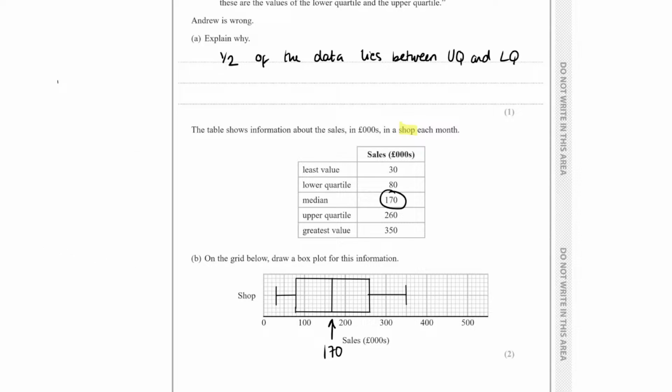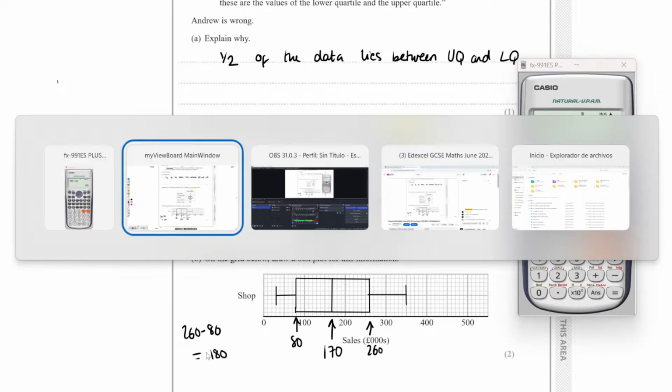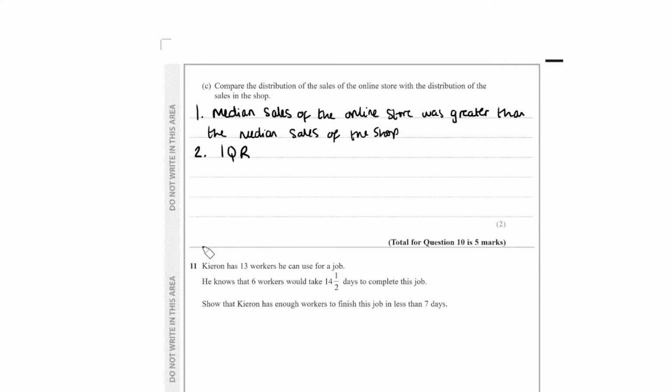Here, we've got lower quartile was 80, wasn't it? They said 80, and the upper quartile was 260, which obviously gives you the interquartile range. You subtract them, don't you? Which gives you 180. So 190 and 180. That's very similar, isn't it? But technically, the online store is bigger. They are quite similar, but the online store is bigger.